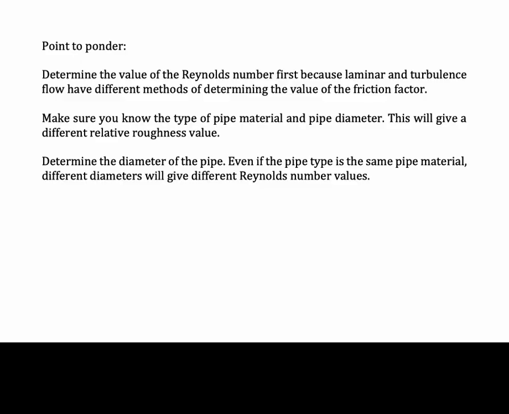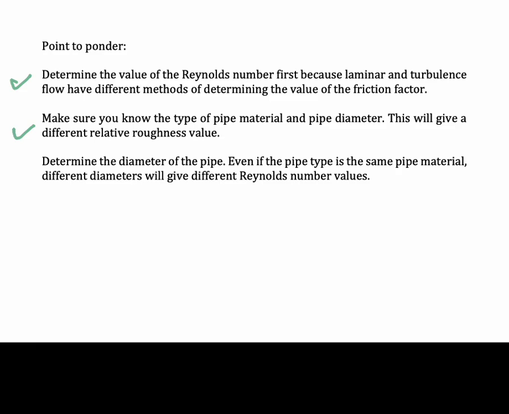So this is a few points to ponder. Determine the value of the Reynolds number first, because laminar and turbulent flow have different methods of determining the value of the friction factor. So point number one is please check the Reynolds number first. The second one is make sure you know the type of pipe material and pipe diameter. This will give a different relative roughness value. Why? Because Reynolds number alone is not capable of determining the friction factor. It must have the surface roughness.